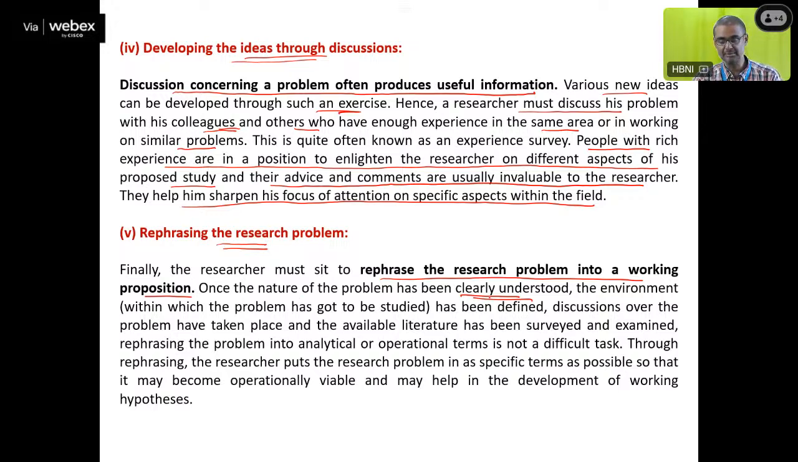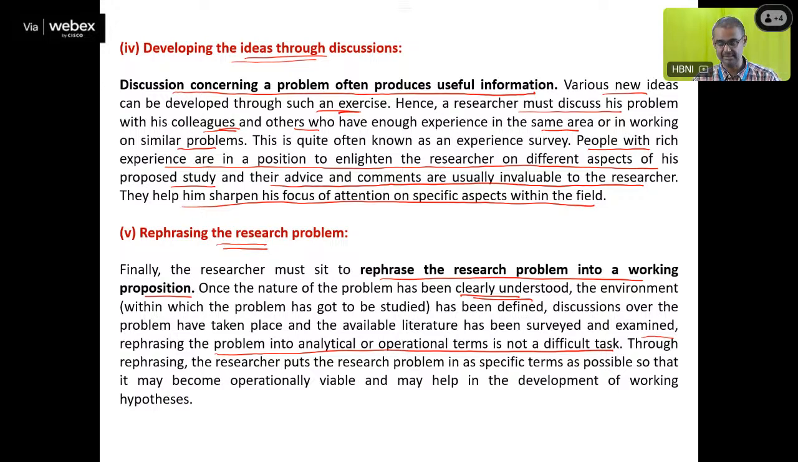Once the nature of the problem has been clearly understood, the environment has been defined, discussion over the problem has taken place, and available literature has been surveyed and examined, rephrasing the problem into analytical or operational terms is not a difficult task. Now it becomes simpler for you. It's a very easy task to rephrase it and propose a very good statement of the research problem which you are going to solve.